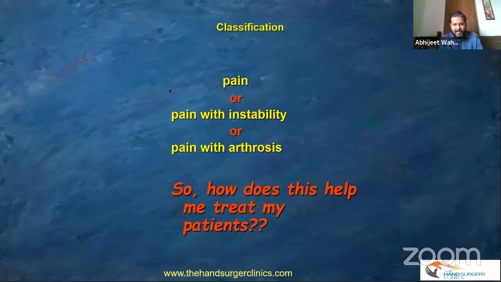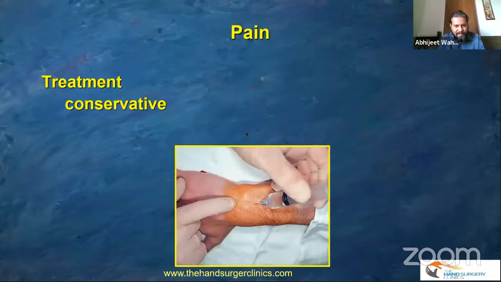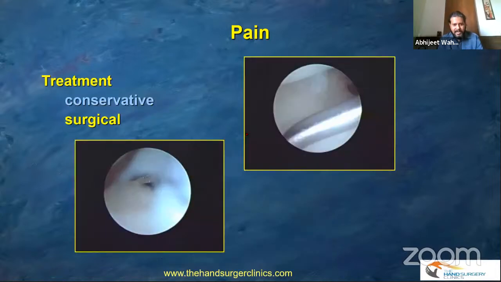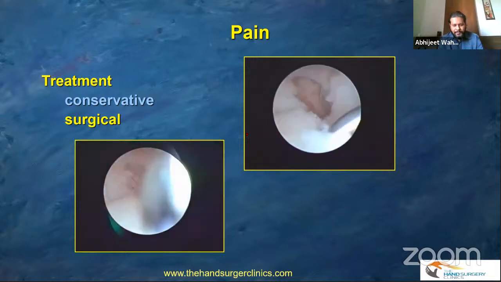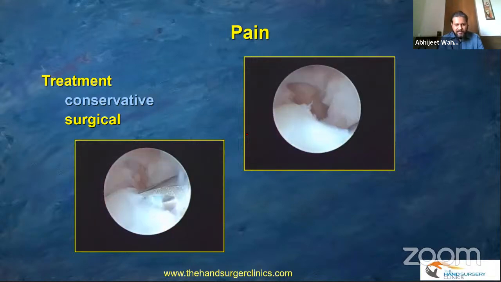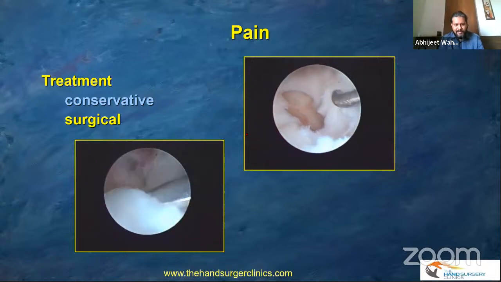So to summarize, how does this classification help me in treating my patients, whether the patient has only pain, pain with instability, or pain with arthrosis? So let us look at these scenarios. When we have patients presenting only with pain, we always begin with a non-operative conservative line of management that may involve modification of activities, NSAIDs, splints, local steroids at times, and taping for that matter. If they do not respond to this line of management, we offer surgical treatment in the form of arthroscopy.